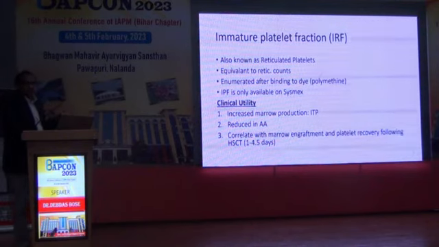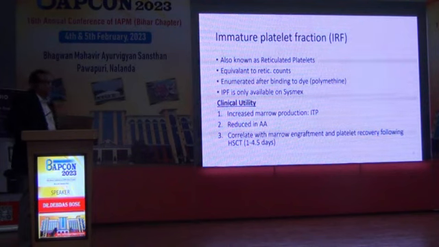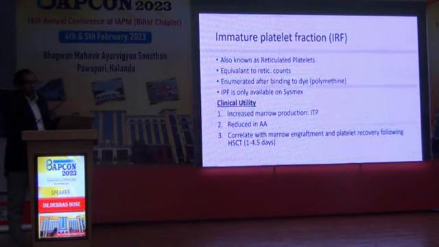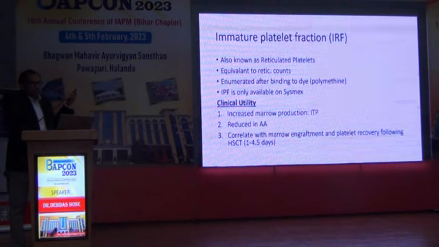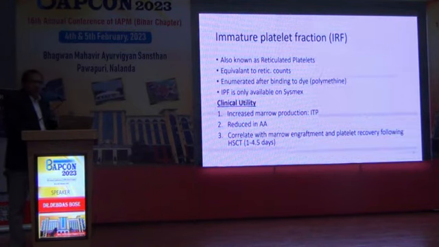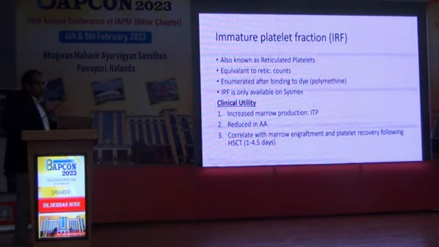Please see the patient, take the history, then you can suspect the patient might have ITP or aplastic anemia. Another beautiful parameter is the immature platelet fraction. Okay, what is this? It's just like reticulocyte count. Reticulocyte is the immature RBC, and these immature platelets also contain RNA material. So it is equivalent to retic count, enumerated after binding with a dye, some polymethine dye. Every company has its own patent on that, so they do not disclose which specific dye they are using, but usually the dyes are polymethine based.